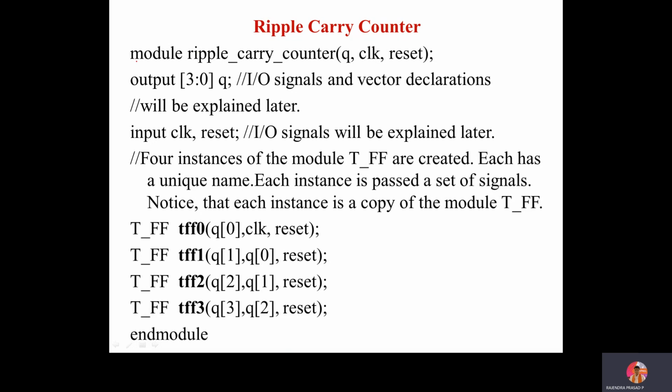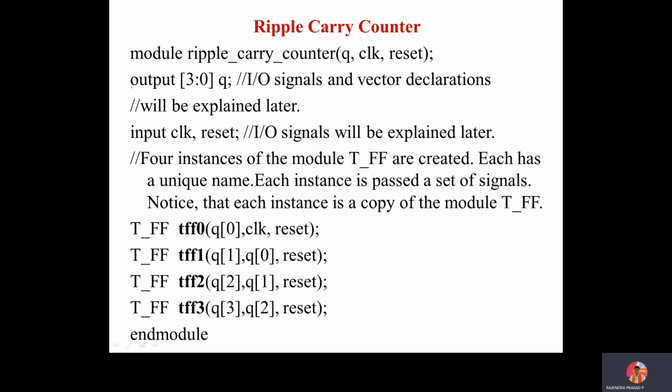You have seen that first I've started with the module. The module name I have given as ripple_carry_counter, followed by the parameter list, which is Q, clock, reset. Here you can follow the pattern of first writing the output, then writing the input. There is no mandatory rule that you should follow this. It is optional, you can write whichever you want. Why is it like that? Because at the later part, we will be declaring.